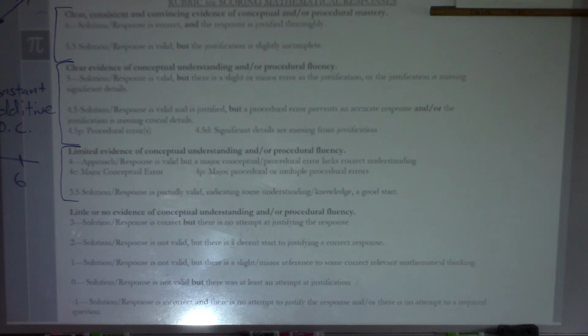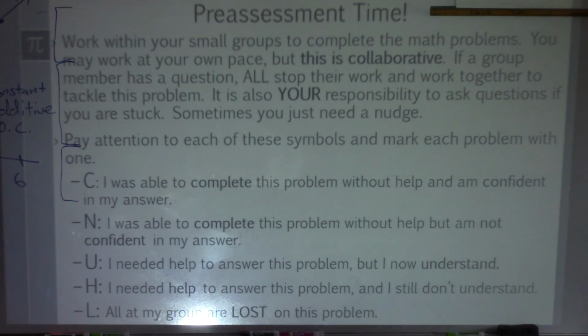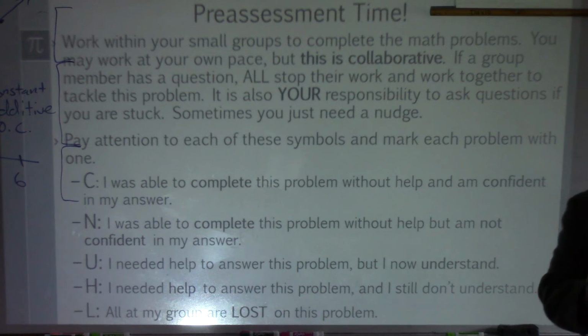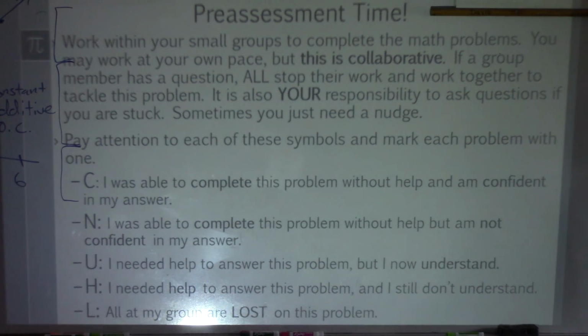Alright, so here's what we're going to do. You currently have a pre-assessment. Because we're already halfway through class, I don't imagine that we'll finish. It's okay. I will collect at the end of class. I'll look over the evidence we have, and we'll probably continue this on Monday. But this pre-assessment is actually to give me information on where you as an individual are and you as a class are.